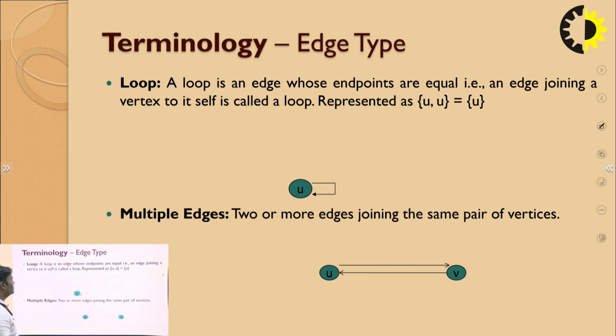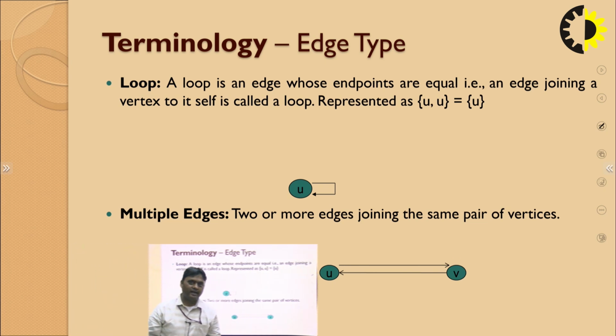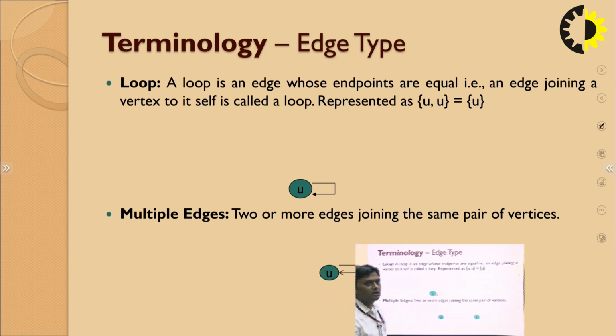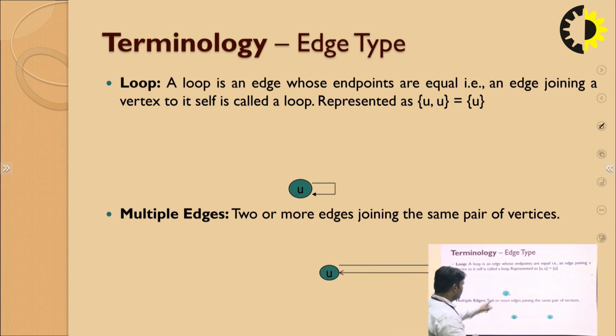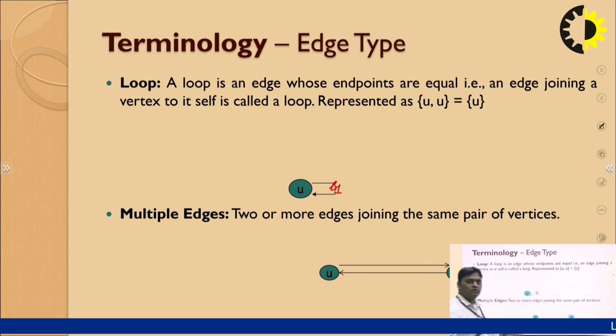Next, loop. As I discussed in previous graph, a loop is an edge whose endpoints are equal, that is, an edge joining a vertex to itself is called loop. Represented at U, this one edge E1 is an edge which performs a loop. Both endpoints at U.